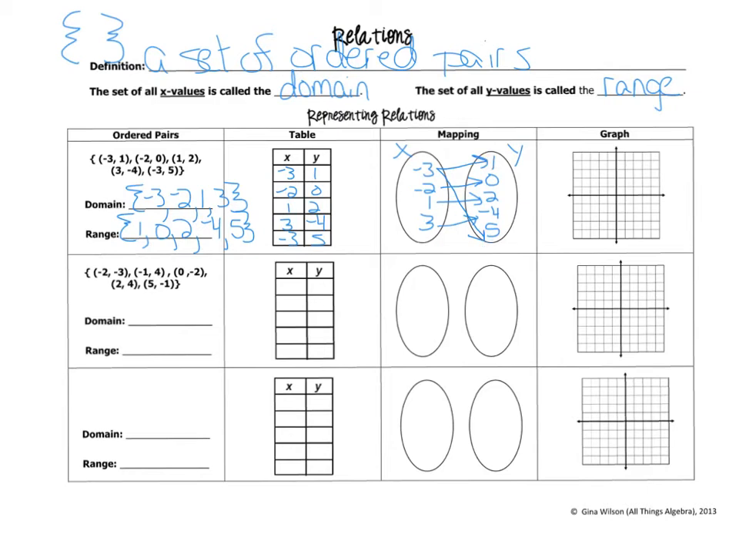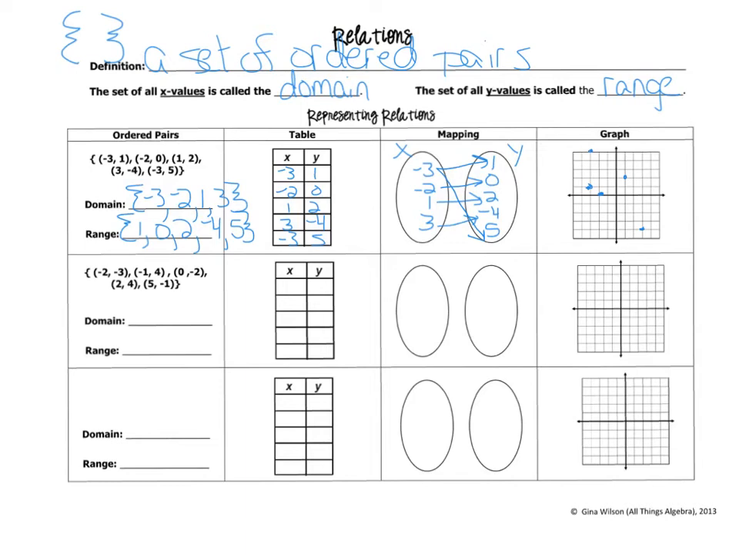Now, the last one is graphing. So this is what we reviewed yesterday. So -3, 1 is right there. -2, 0 is right there. 1, 2 there. 3, -4 is down here, and then -3, 5: 1, 2, 3, 4, 5, and I plot my 5 points. We don't have names here, so we don't put letters by them. Okay? All right, that's a relation. That's the 4 ways to represent it.